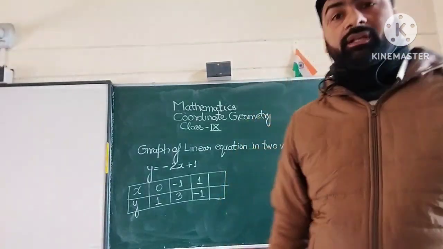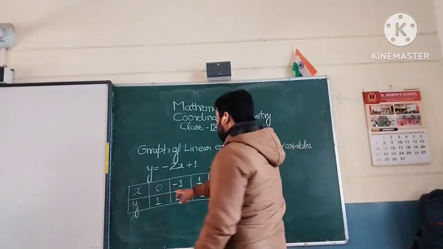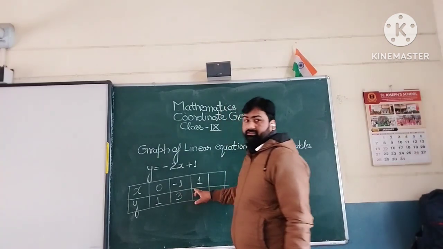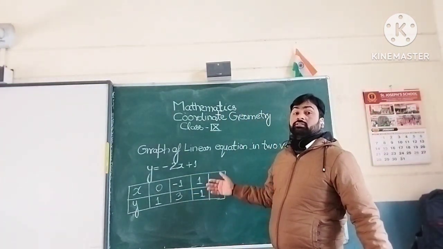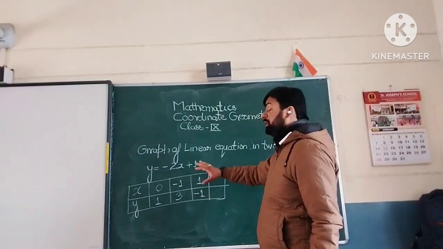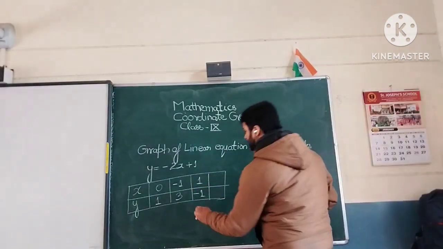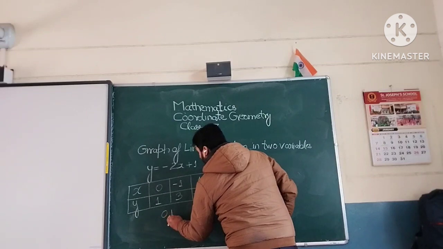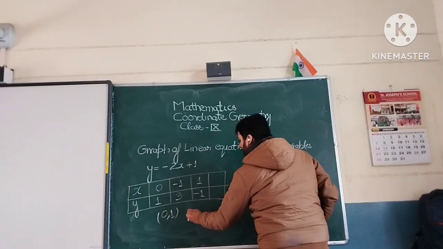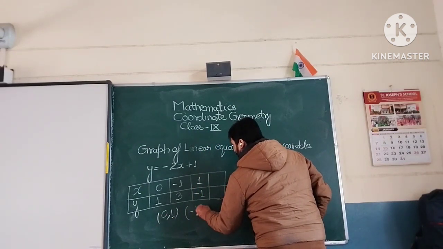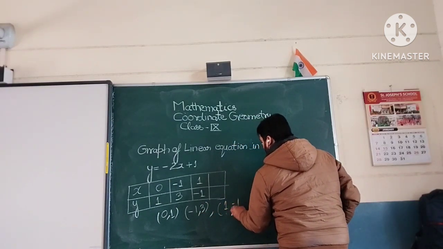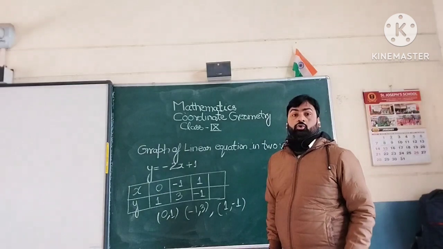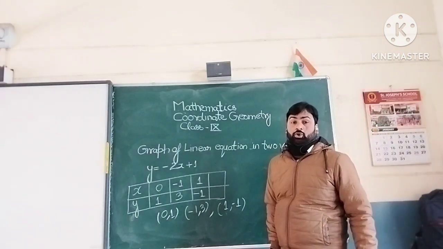Can you see from this table that I have taken 3 different values of x, for which I have got 3 different values of y? Now, can I write it in coordinate form like this? 0, 1 is one set of values. The other set is minus 1, 3. The other set is 1, minus 1.